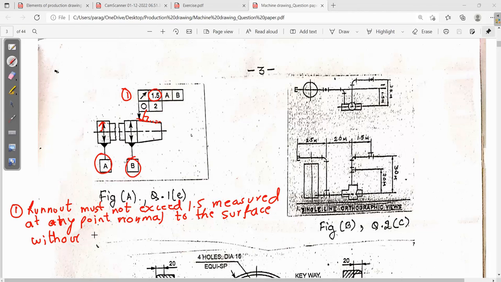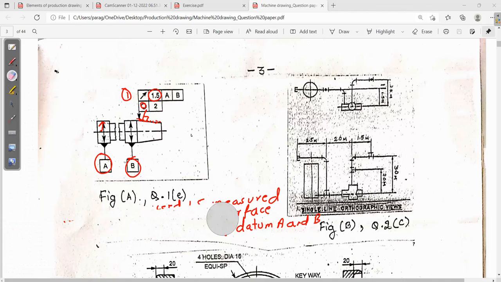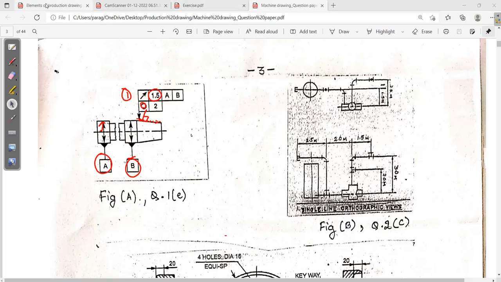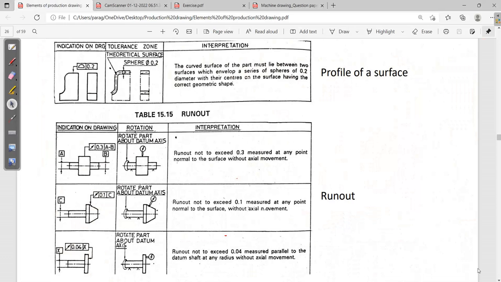It is like this, you can write without axial movement of datum A and B. Okay, so next, second one, if you see circularity. Okay, this symbol is for circularity. Have you read circularity? So for circularity I will just open that PDF for you.